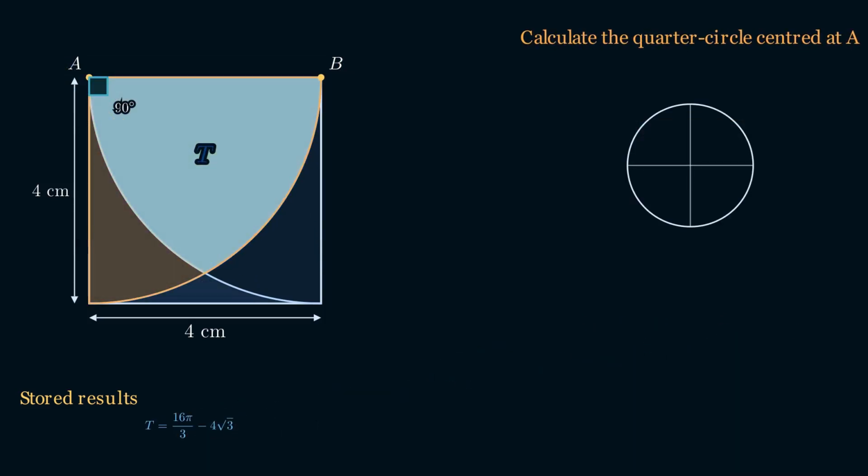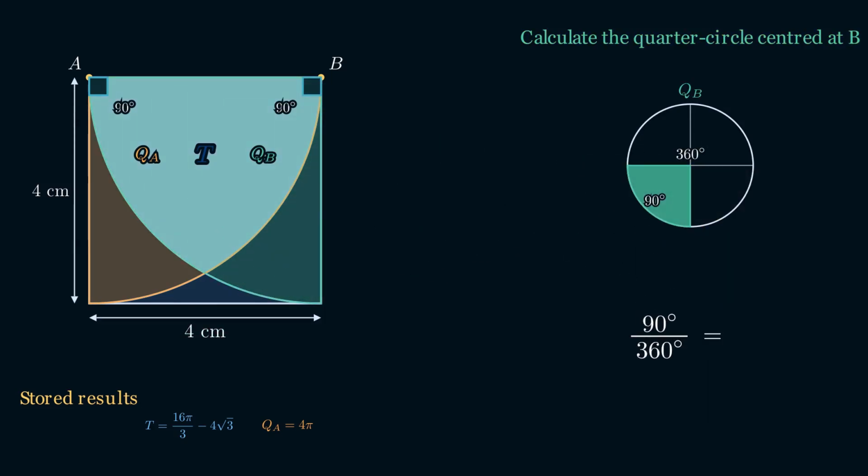Now calculate quarter circle QA. 90 degrees out of 360 degrees is 1/4. So QA equals 1/4 multiplied by pi multiplied by 4 squared. Therefore, QA equals 4 pi square centimeters. Keep this result. Now calculate quarter circle QB. It has the same radius and the same angle. So QB also equals 1/4 multiplied by pi multiplied by 4 squared. Therefore, QB equals 4 pi square centimeters.